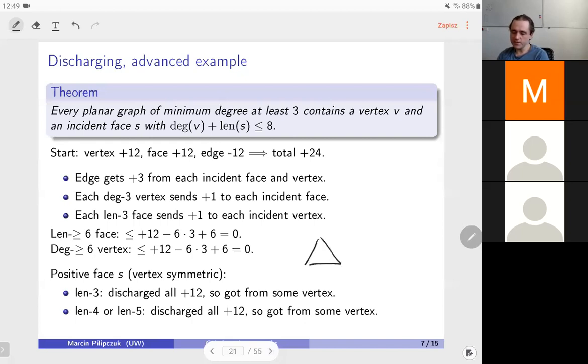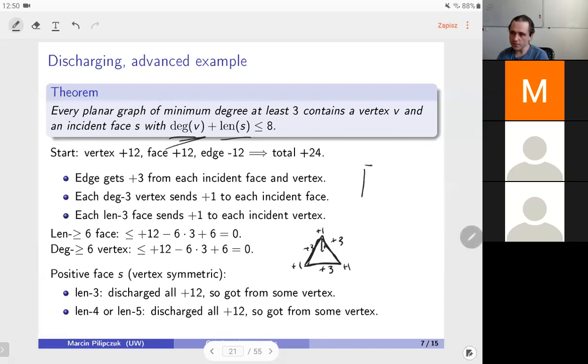What happens to a face of size 3? Well, it sent +3 to the edges, and then it sent +1 to the vertices. So it discharged completely. The only hope for a face of length 3 to get positive in the end is that it got +1 back from one of the incident vertices, which means it has a neighboring vertex of degree 3, and we are more than happy. There's a face of length 3 plus a vertex of degree 3 nearby, and we have 3 plus 3, which is 6, and we are super happy. A symmetric argument holds for a vertex of degree 3, since faces and vertices are symmetric here.